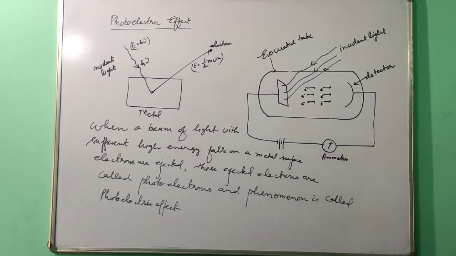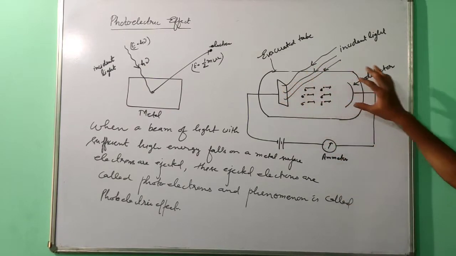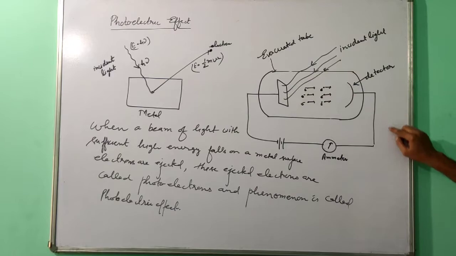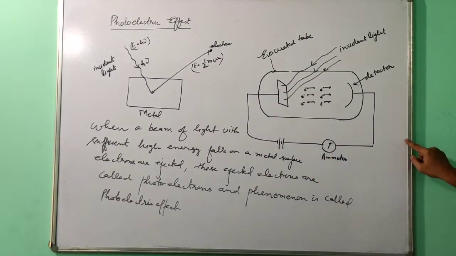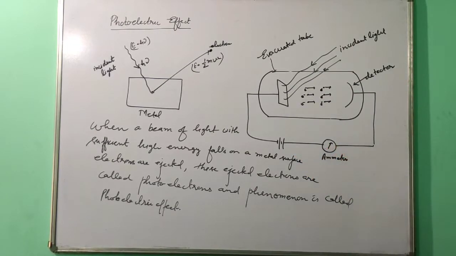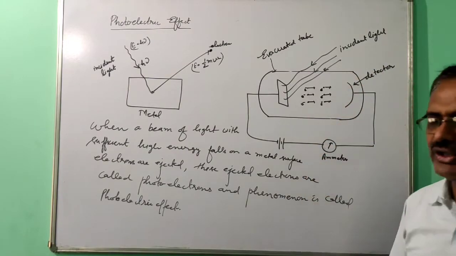These electrons are called the photoelectrons. When the circuit is complete, the electron moves this way and the current flows the other way. So in the ammeter you get a deflection, showing that current passes. So this is about the photoelectric effect.